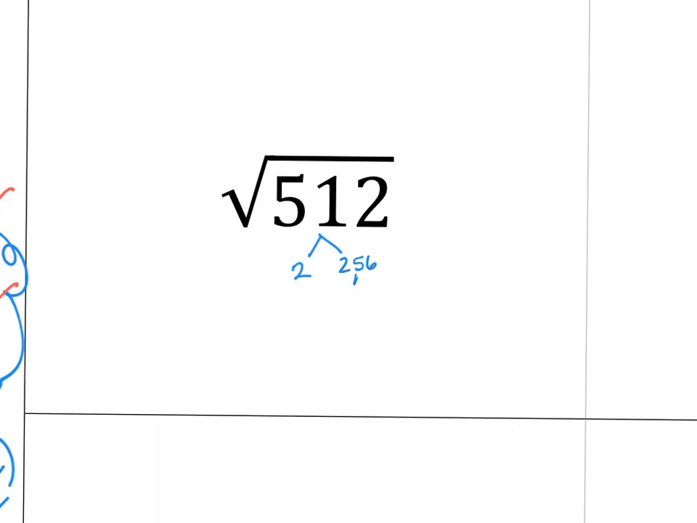256. But then 256 can break apart. That's 2 and 128, and then 128 can break apart. That's going to be 2 and 64, and 64, well, that's 8 and 8. I think we're going to end up with a lot of 2's here. So we have 4, 2, 2, 2. So I'm going to circle all these prime numbers. These are all the guys that don't have any legs. They can't break apart any further.